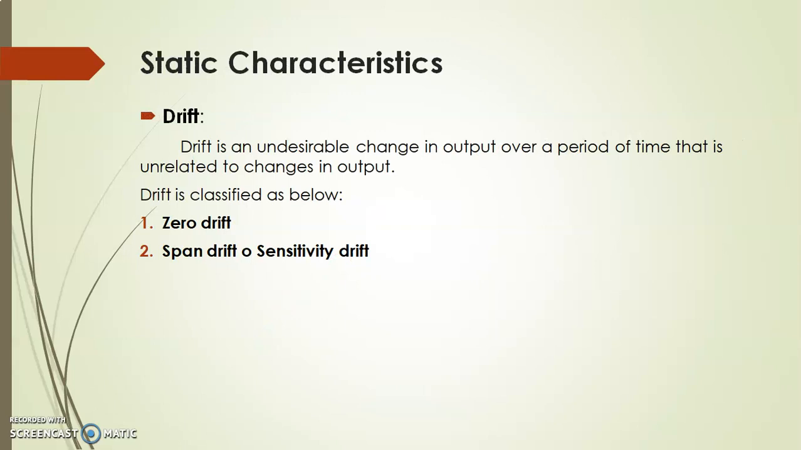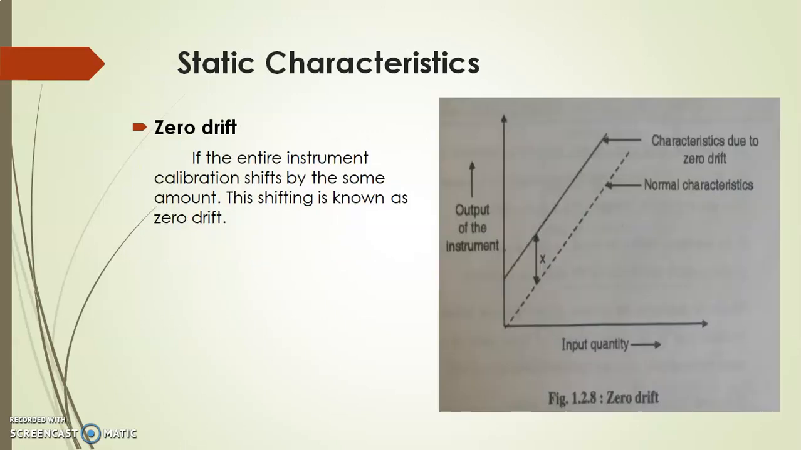Now next characteristic is drift. Drift is an undesirable change in the output over a period of time that is unrelated to the changes in input. Now drift is classified into two types. First is zero drift and second is span drift, or you can say sensitivity drift. Now we will see them one by one. First we will see the zero drift.